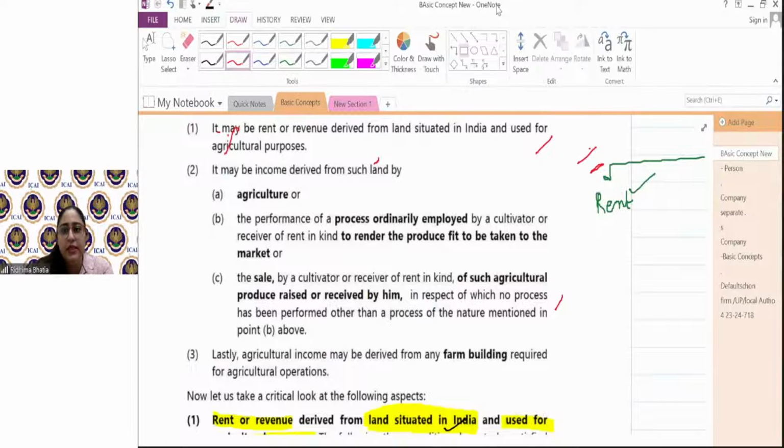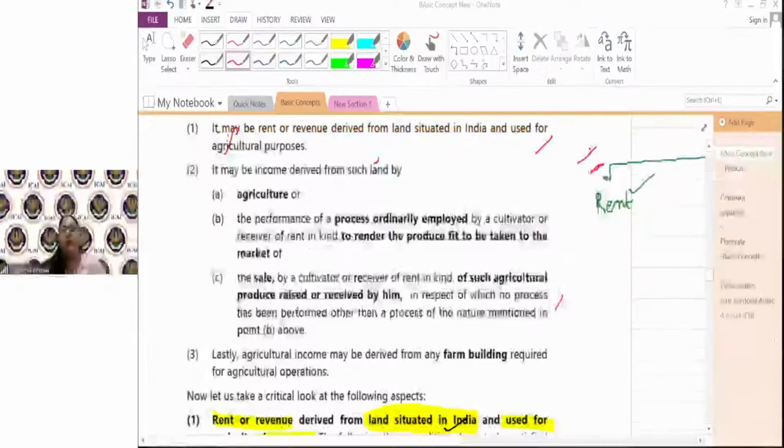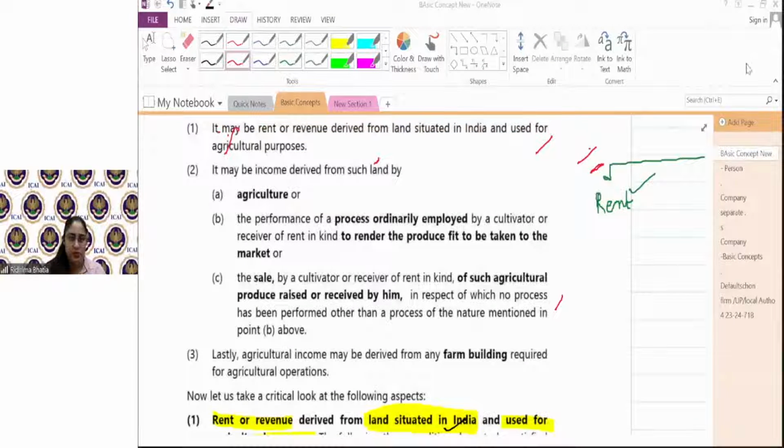I believe some people are saying the screen is not clear. So let's open it again. Is it now better? Is it better now?